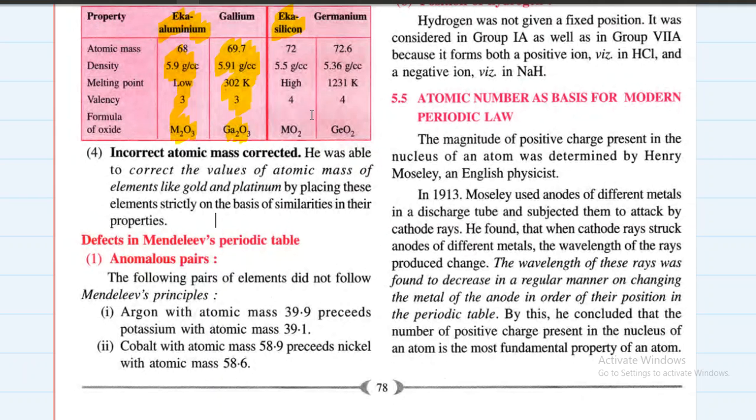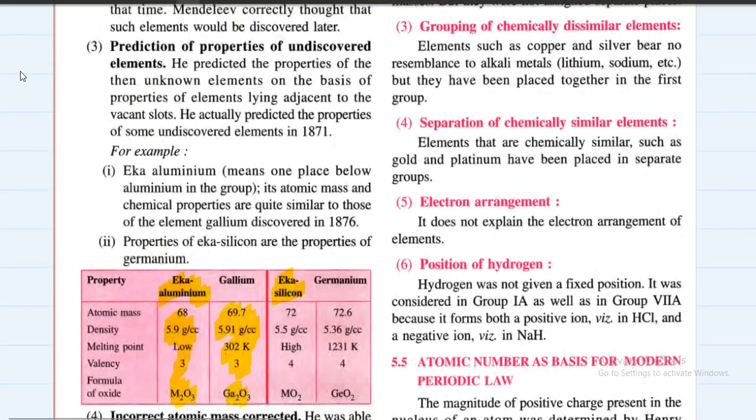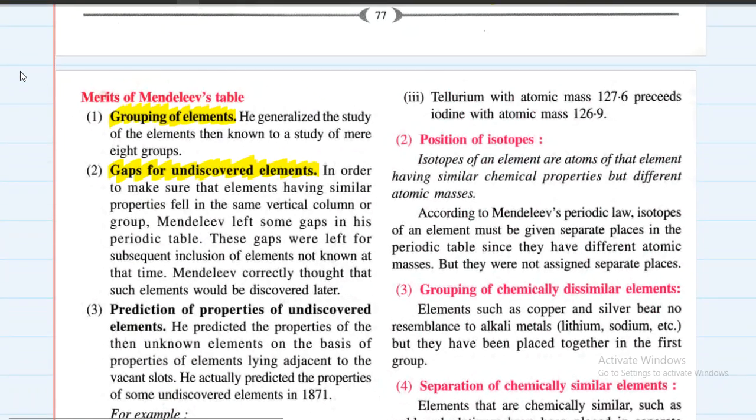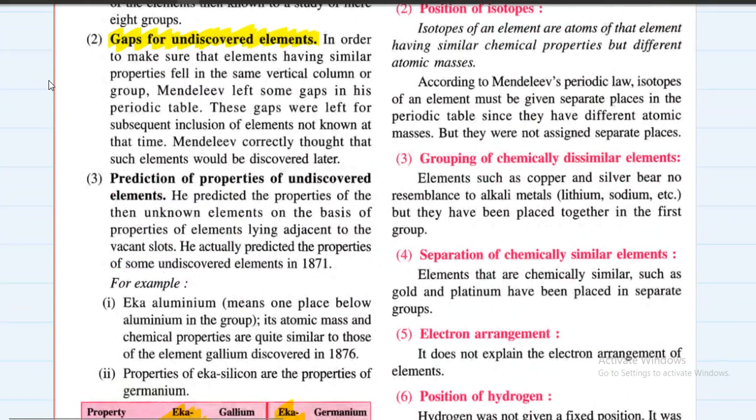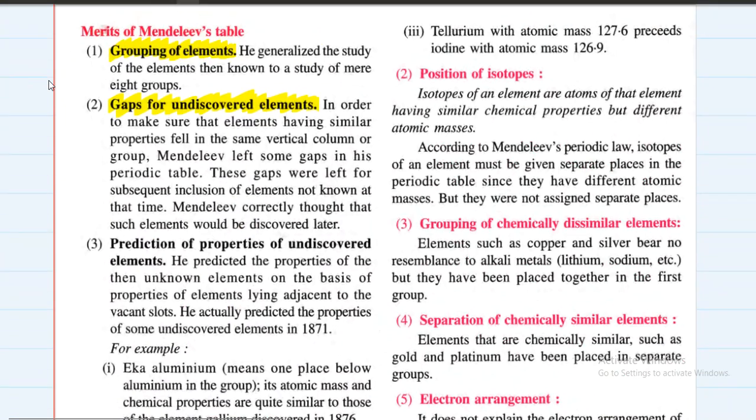Cobalt with atomic mass 58.9 precedes nickel with atomic mass 58.6. So the first defect in Mendeleev's periodic table was anomalous pairs of elements which did not follow his principle. Third is tellurium with atomic mass 127.6 precedes iodine with atomic mass 126.9. Second defect is position of isotopes.